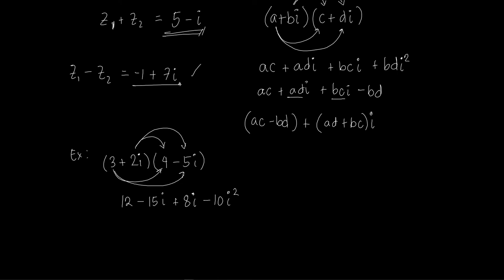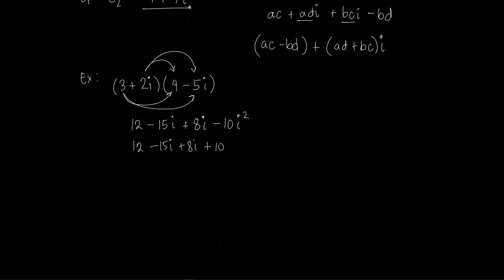Tama. Yes, sir. No, tama. Okay. Then, ang i squared, himo ko na to og negative 1. So, mahimo niya siya og 12 minus 15i plus 8i. Mahimo na siya og positive 10. Then, combine na lang nimo ang similar terms. Ang 10 og 12, mahimo na itong real na part.